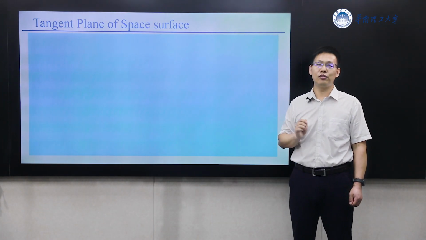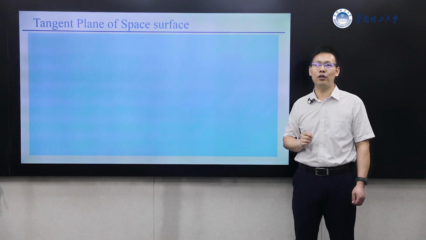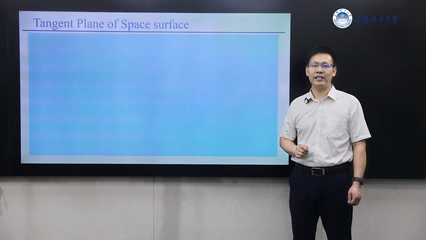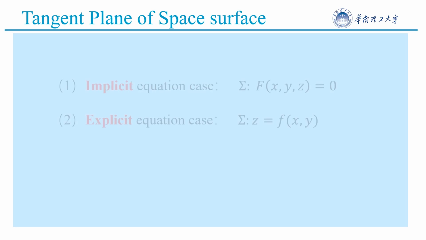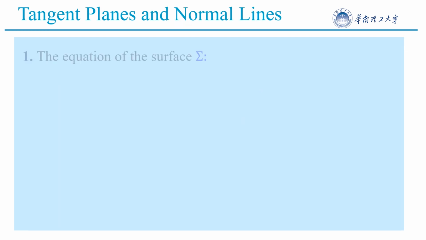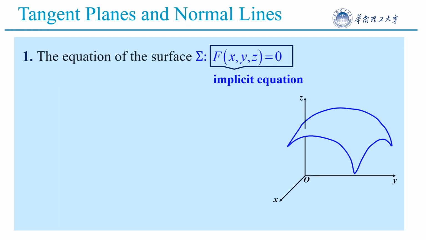Now, we are going to discuss the tangent plane and the normal line of space surface. Two cases are considered: the implicit and explicit cases of the equations of space surface. Case 1. The equation of the surface is implicit, that is, it has the form F(x, y, z) equals 0.